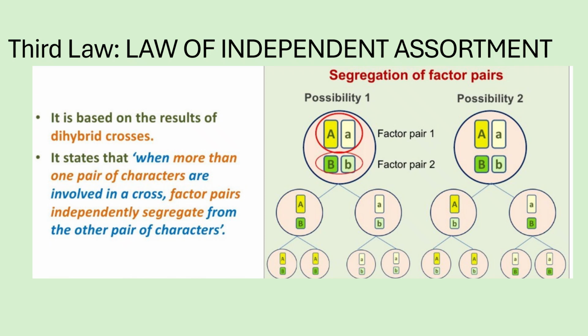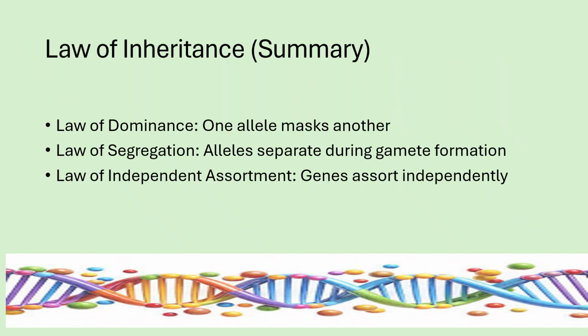Genes assort themselves, separate themselves independent of the neighboring allele or the neighboring gene. So these are all three laws of inheritance.